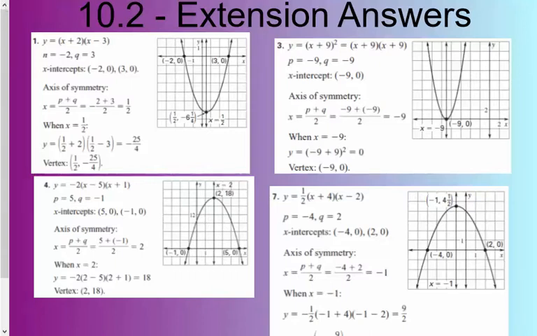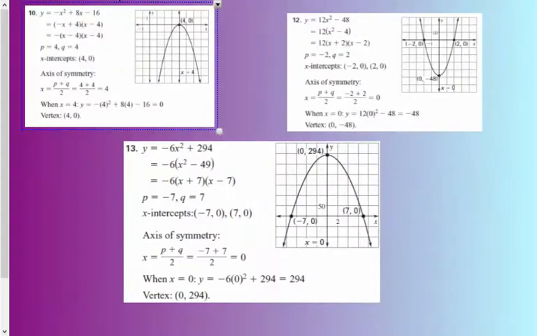Here are the answers for 10.2 extension, where you were graphing in intercept form. So you're identifying the 2 x-intercepts, or the 1 x-intercept in the case of number 3, for example. And then you're finding the axis of symmetry and making your graphs. A couple of them you have to factor, number 10, 12, and 13. So you're going to either factor the GCF out first and then factor the quadratic. That allows you to then find the intercepts.